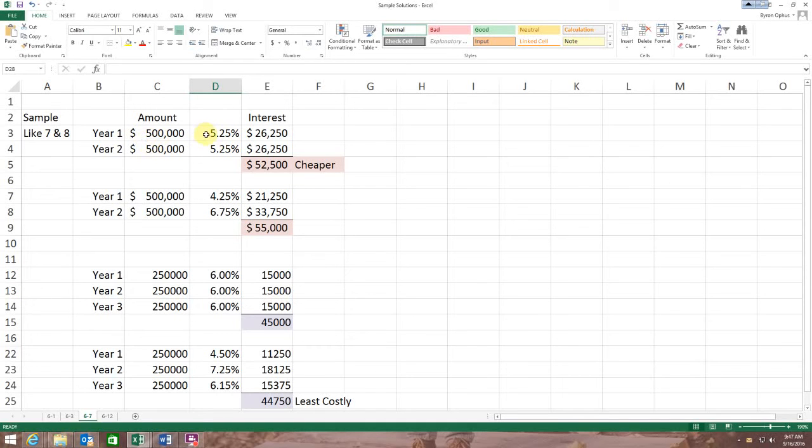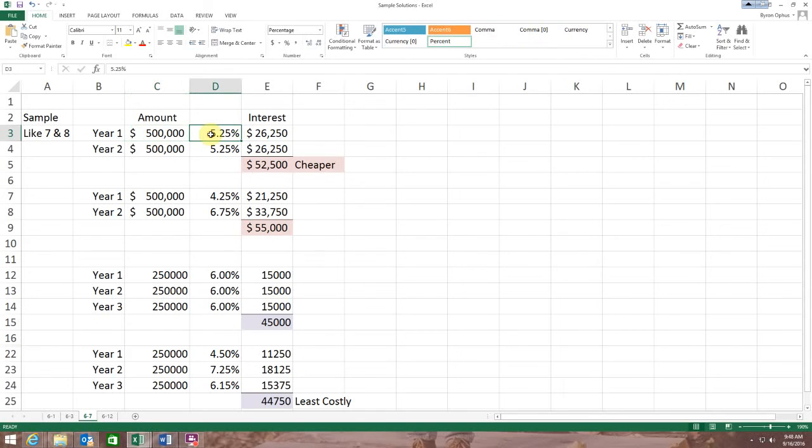borrow it at 5.25% steady over the next 2 years, or could, in his or her estimation, borrow it in short-term financing. You get 4.25 for the first year, and estimate that the rate then would go up to 6.75 the next year. Well, which one is cheaper? Well, calculating interest in this case, of course, we're assuming that we're borrowing the $500,000 on day one and paying a full year's worth of interest.